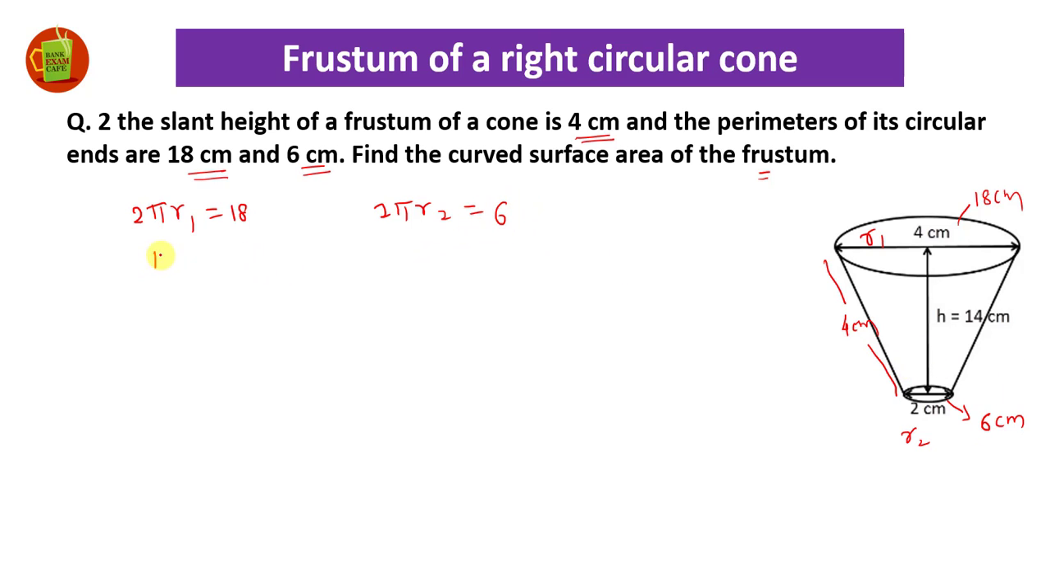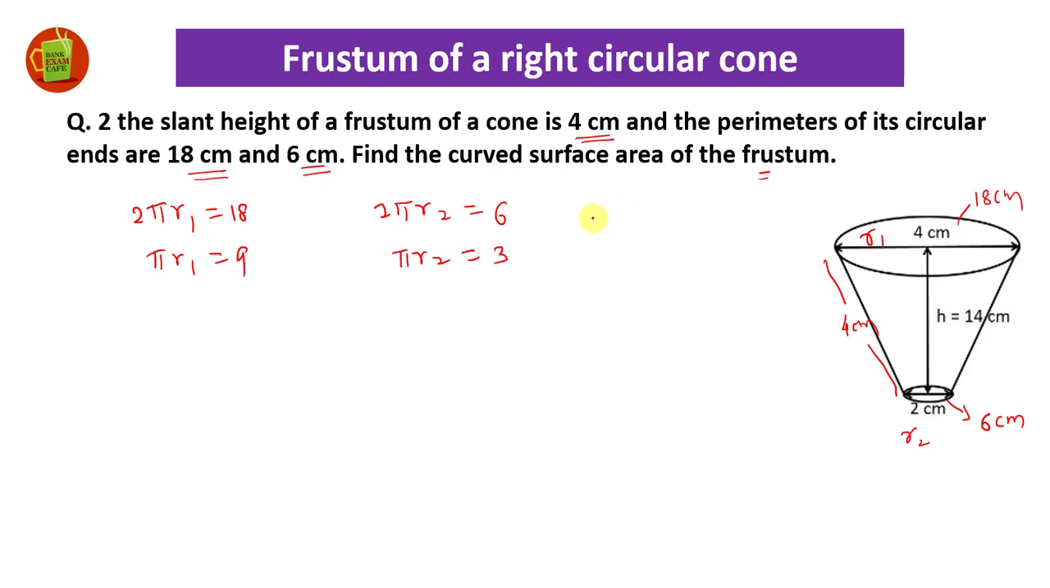So here pi r1 will be equal to 2 nines are 18, so 9, and here pi r2 will equal 2 threes are 6, that is 3. Now here we will see the formula to find the curved surface area of this frustum.